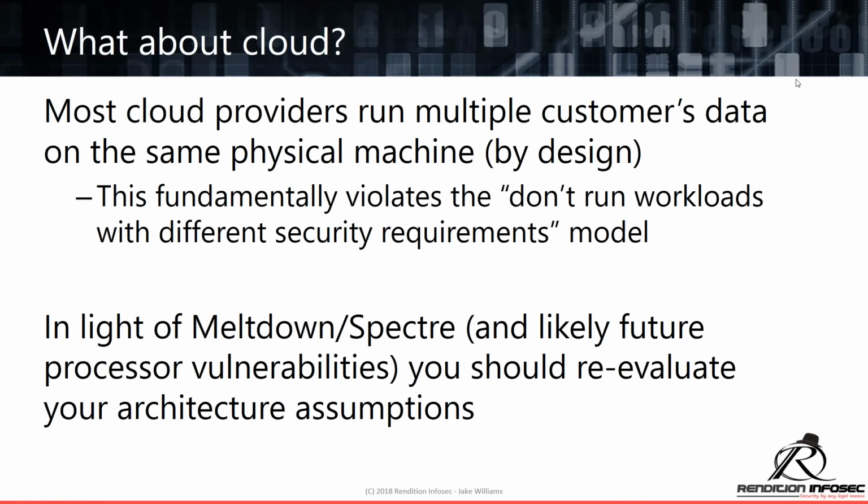What about cloud? Look, big cloud providers. On day one, I said the big guys all did, whatever. I got a couple of comments. People sent me emails saying they went with a big cloud provider, and they didn't know about it and weren't ready. I'm talking about Amazon and Azure. But the reality is that most cloud providers run multiple customers' data on the same physical machines by design. That's why they can do it so cheap. But this fundamentally violates my whole don't-run-workloads-with-different-security-requirements model on the same physical processor.